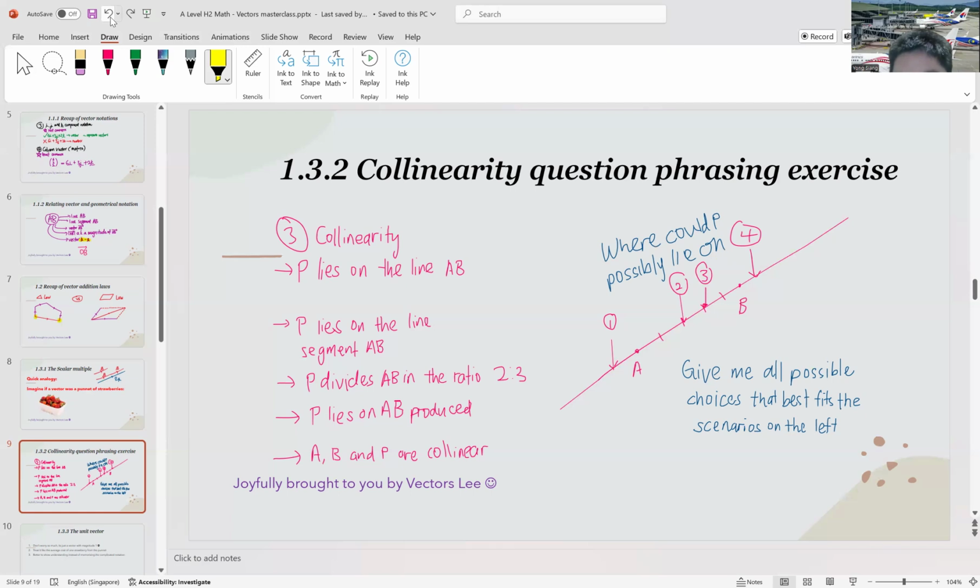Then in the next video, I'm going to go through the answers for this. Try your best. Like I said, there is more than one possible answer. Where could P possibly lie? Option 1, option 2, option 3, option 4, or all of the options. It can even be option 1, option 2, and option 3, maybe option 1, option 4. Up to you. Just go and do this worksheet.